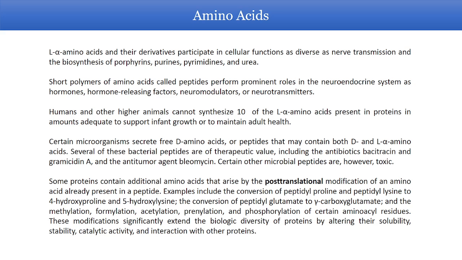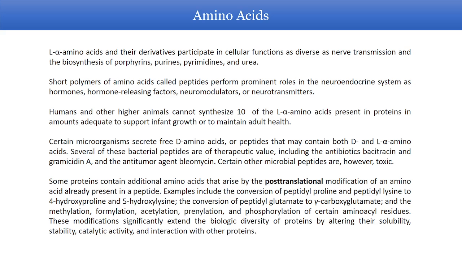Certain other microbial peptides are, however, toxic. When you change the orientation of an amino acid, that can add to the toxicity inside the cells and can lead to impaired cellular growth. Those peptides might not be very useful for us, as they do not have any major therapeutic value. Rather, they add to the toxicity.